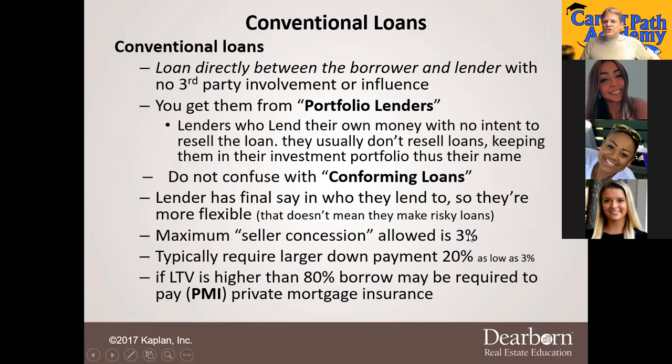Maximum seller concession allowed for a conventional loan is 3%. What is a seller's concession? You guys recall from the contract chapter? It's any money that the seller concedes back to the buyer for their closing costs or repairs, what have you.